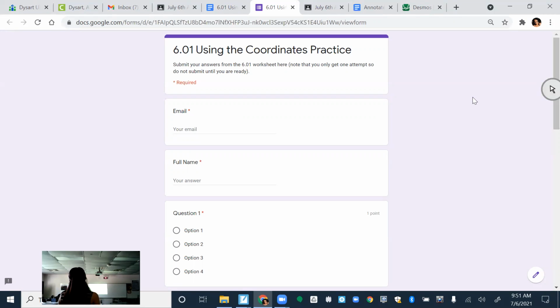Class ends at 10:15. You do not have to leave early if you finish early. So use the time wisely, and make sure you're ready for the quiz.